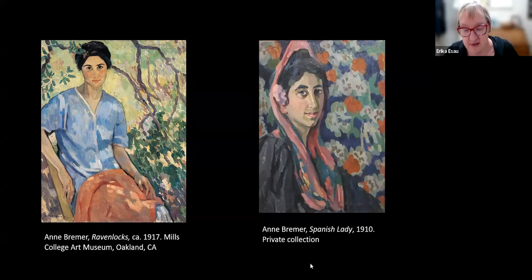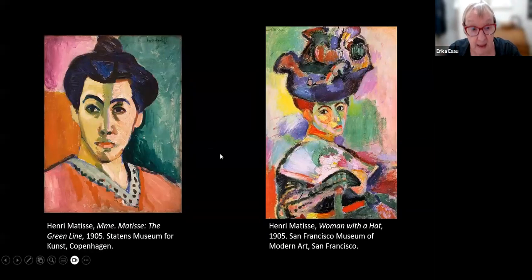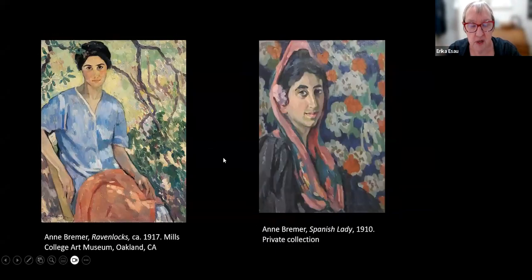Now, I find that you can see in Ravenlocks, which is at Mills College Art Gallery, art collection, that this is very almost like she's actually seen some Fauvist works with these kinds of almost pointillist dot works and broad areas of color.